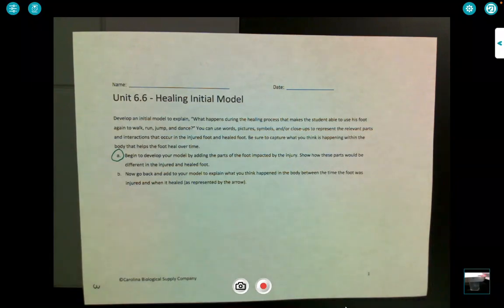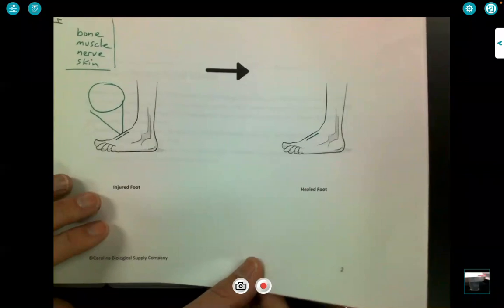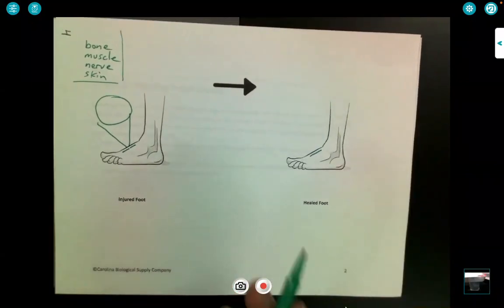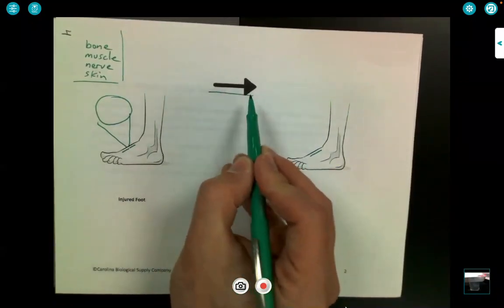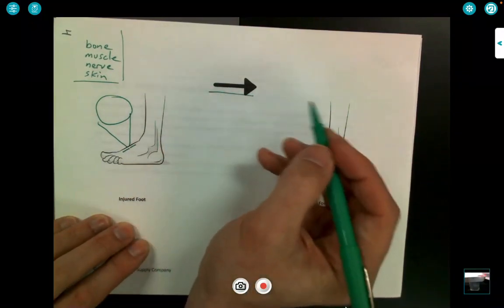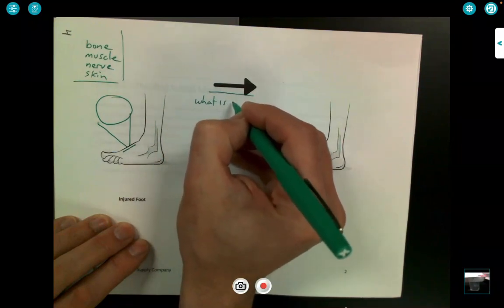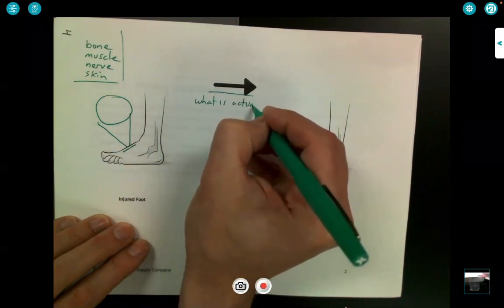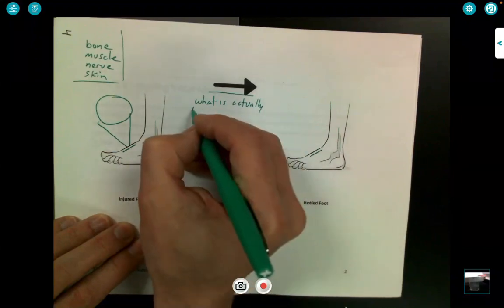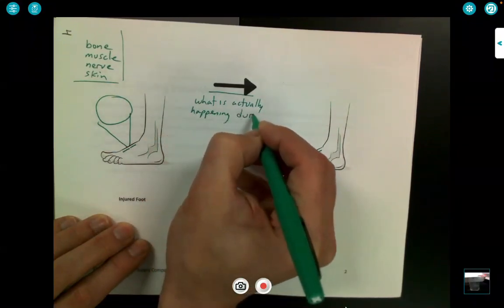What we want to do now is go back to the drawing here for the model. And in the space here where the arrow is, we want you to describe what happens during this healing process. So what is actually happening during the healing process?